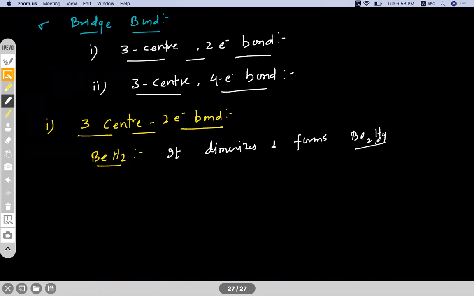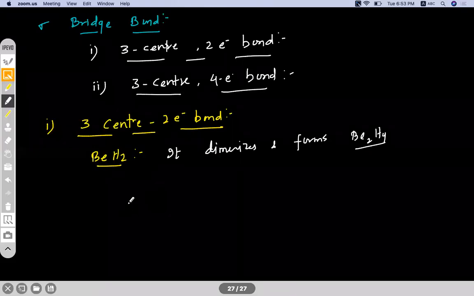Now in BeH2, what happens, you see, on dimerization, we get a stable structure, and that's why the dimerization is possible. Obviously, logically, you cannot understand whether the dimerization is possible or not. That's why I said that it is a factual thing. You have to keep this in mind that in this case, the dimerization is possible, and in other case, it is not possible. Like this example, you see BeH2, okay?